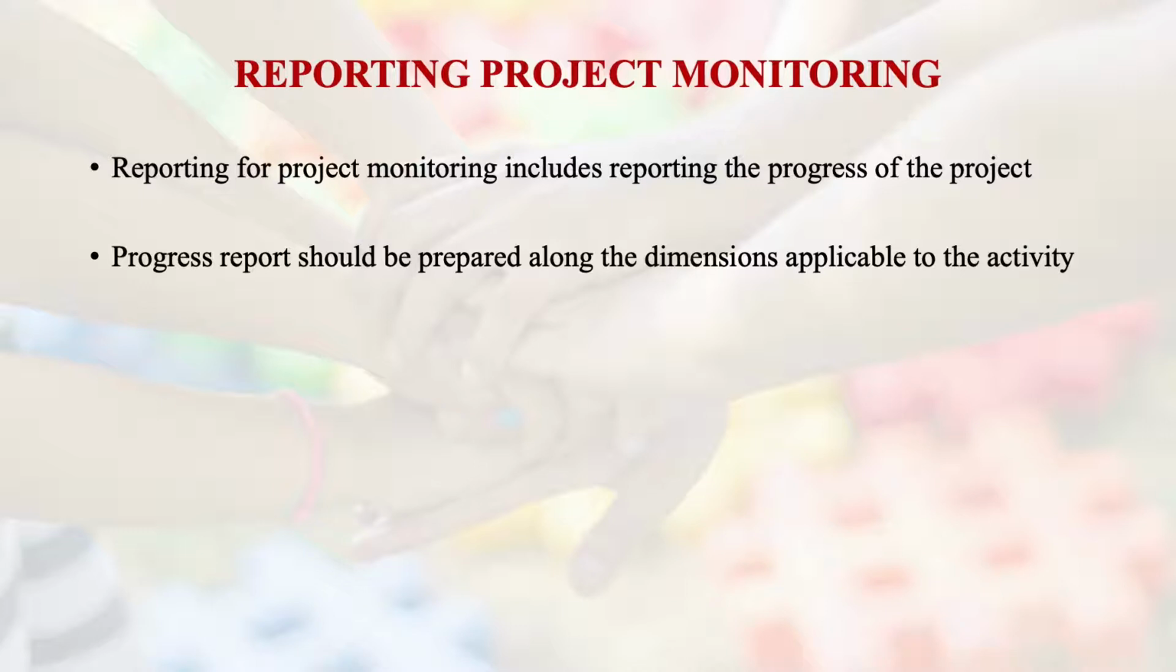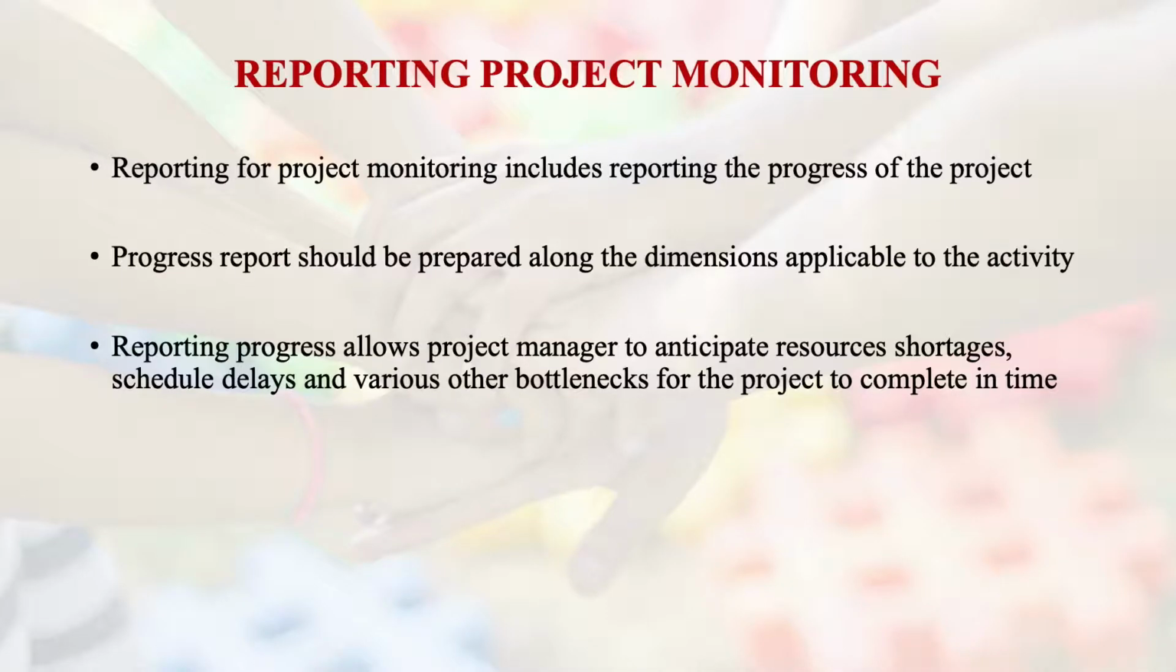If you feed certain parameters into it, automatically on a daily basis, or on a timely basis, it starts monitoring the project. So even in this case, you can use ICT. Progress reports should be prepared along the dimensions applicable to the activity. As I spoke about earlier, the key activities need to be defined, and based on that, project indicators need to be defined. When we report the progress, it allows the project manager to anticipate resource shortages, schedule delays, and various other bottlenecks for the project to be completed on time.